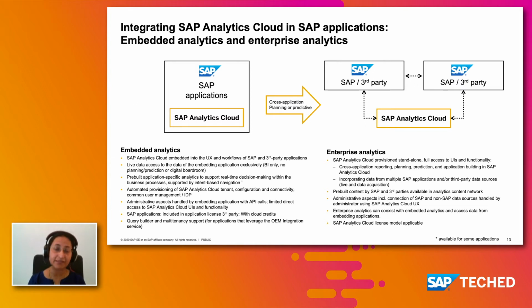Now coming to enterprise analytics. Enterprise analytics with SAC is the full-blown SAC, which has planning, all smart features, predictive. It's possible to connect multiple data sources, SAP and non-SAP data sources, to do cross-analytics. Here also predefined business content is delivered by SAP and also by SAP's partner ecosystem. The administrative aspects are all handled by the SAC's administration UIs. And here, the commercialization is done through the licensing model of SAP Analytics Cloud for the Enterprise Edition.